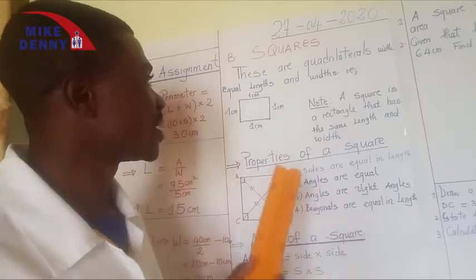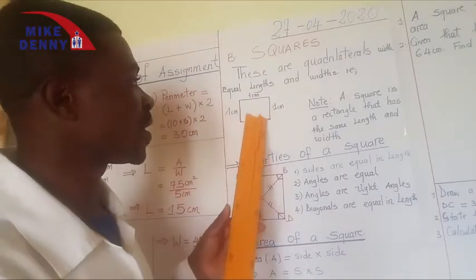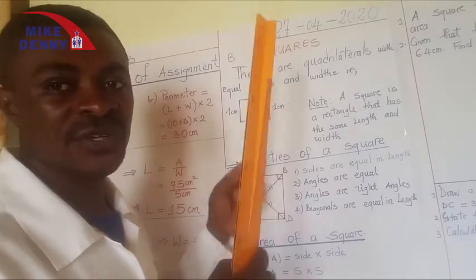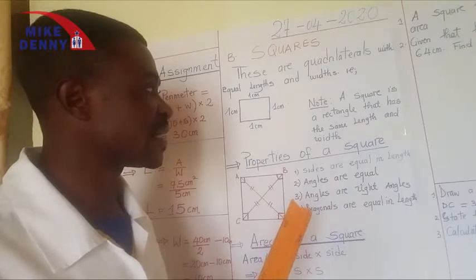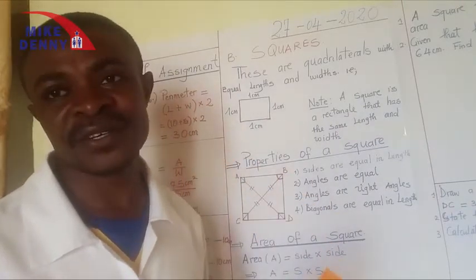Okay, so at this point I have an example of a square on the board. If you see, this is my small square and the length is 1 centimeter, the width is 1 centimeter. So you see all the sides are 1 centimeter each. But we should be very careful. A square is an example of a rectangle, so you should not get confused.